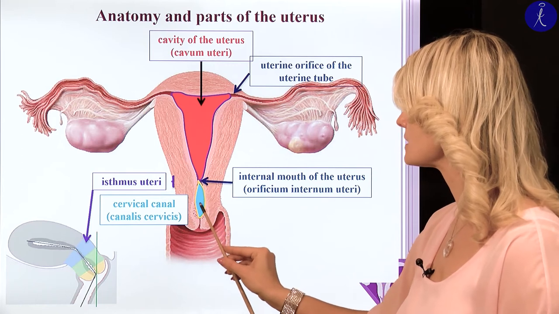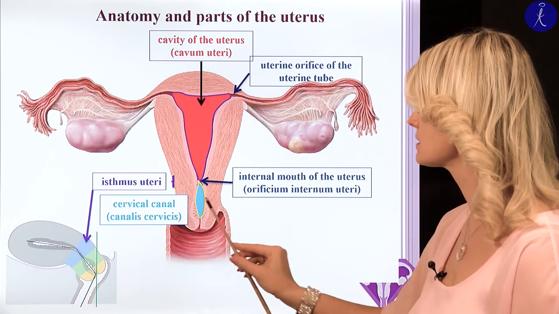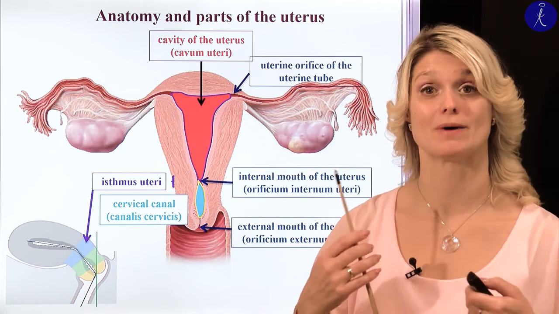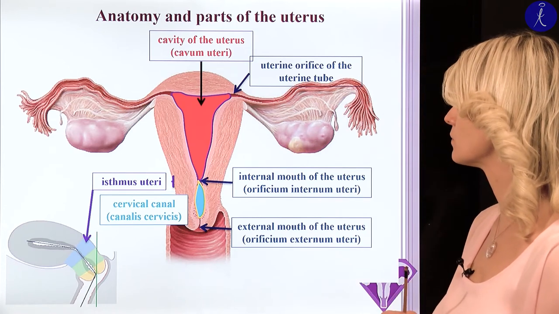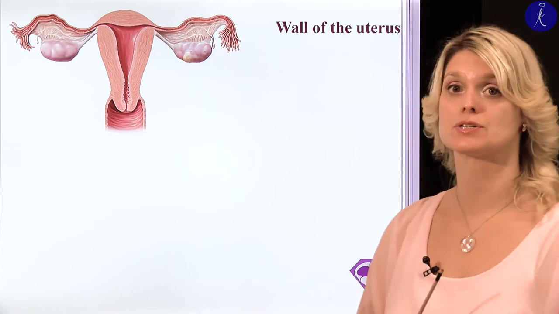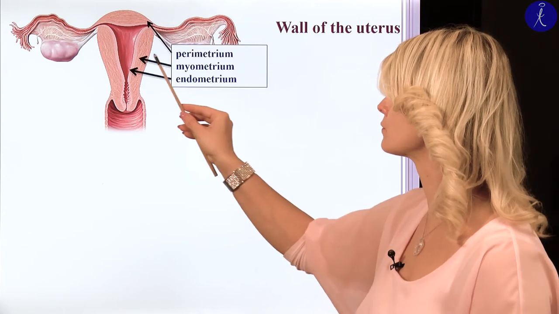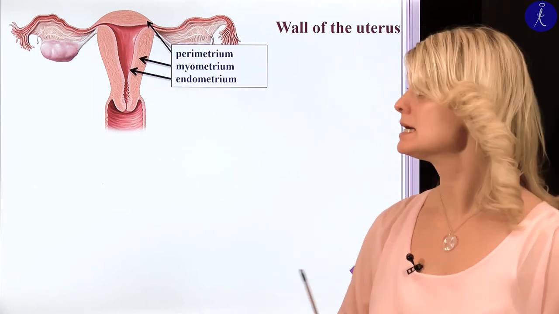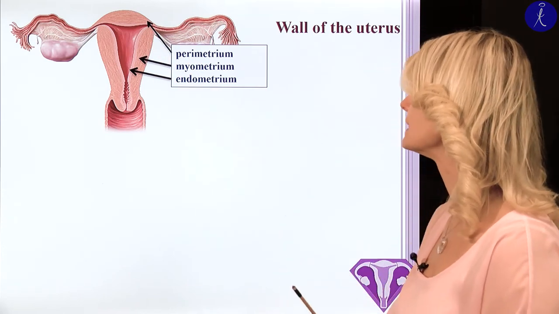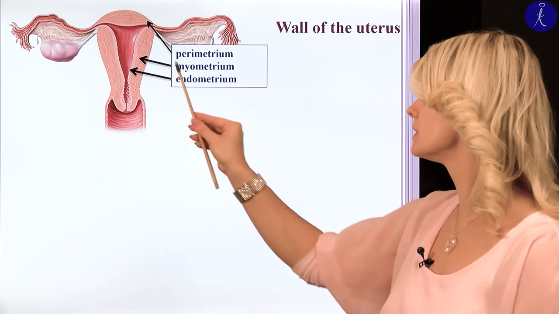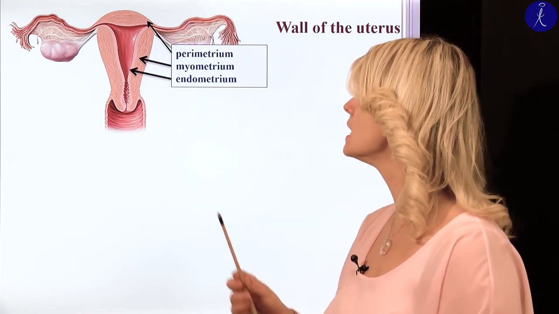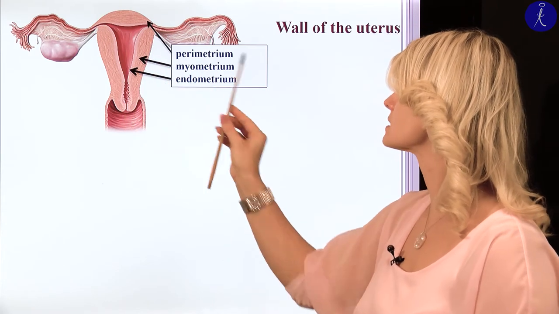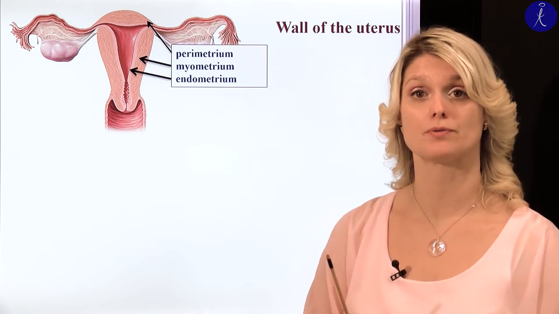After, we will go towards the cervical canal within the cervix. And finally, we can see the external mouth of the uterus, orificium externum uteri, this is the Latin term of it. Let's see the layers of the uterus. We can talk about three different layers. You saw the structures in the histo practice. The innermost layer is called the endometrium. After, the thickest layer is called the myometrium. And finally, the peritoneum will cover this on the surface. This is called the perimetrium. These are the three main layers.